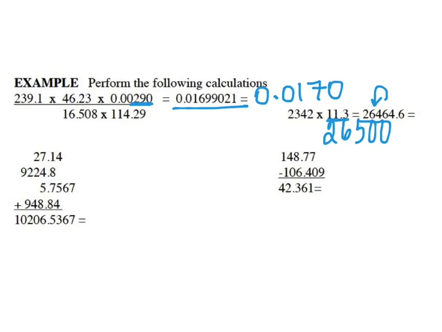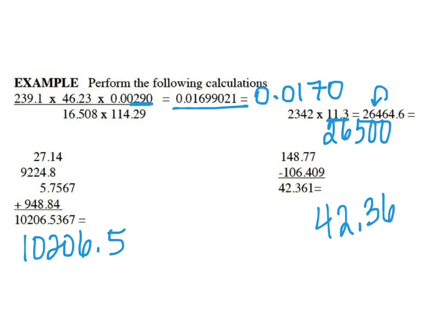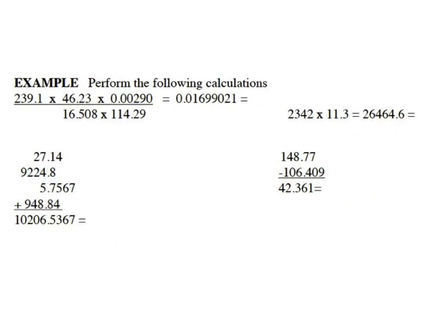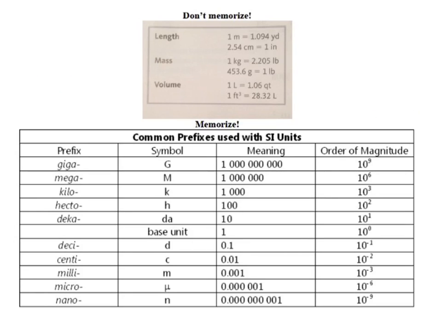Izzy, what did you get in the addition one? 10,206.5. And the subtraction one, Michael Ann. 42.36. Any questions on those?